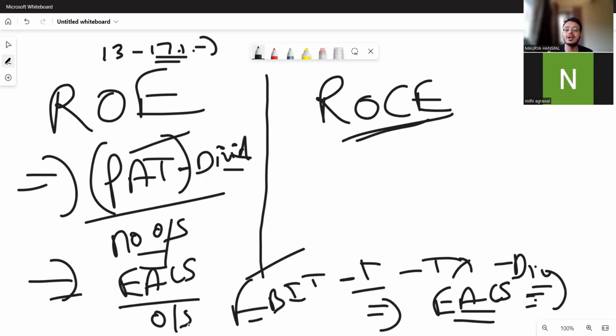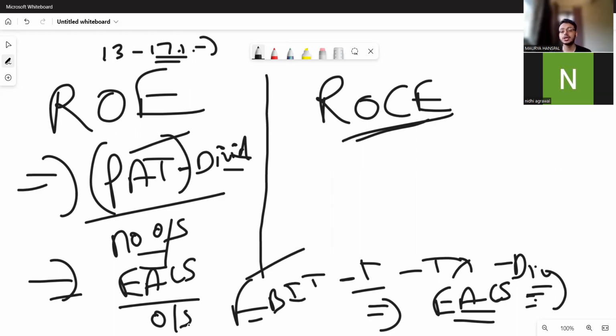How much are they getting on 1 rupee? 10 rupees, 20 rupees, 30 rupees. So that is your return on equity, right? But one thing we need to understand: your return on equity takes into consideration only the company's equity, the shareholders, and not the debt holders.